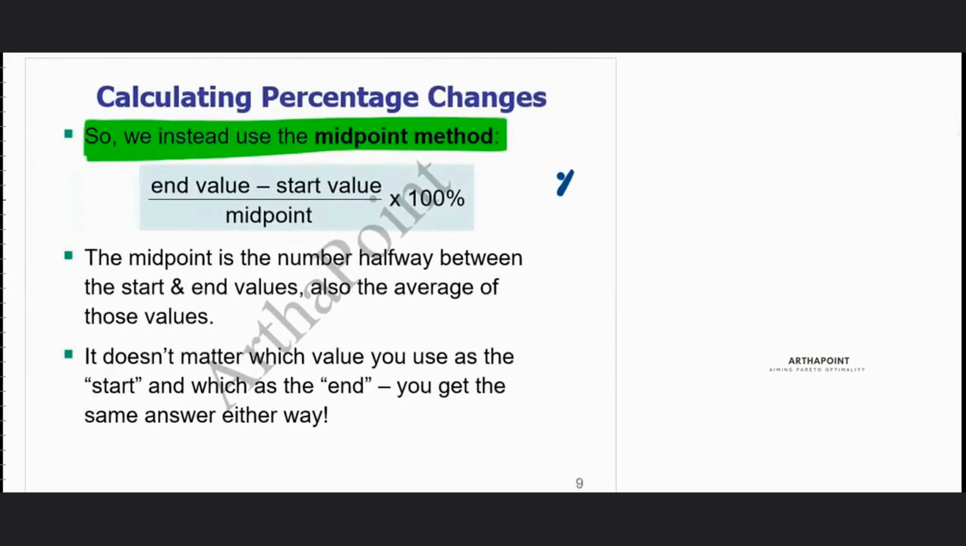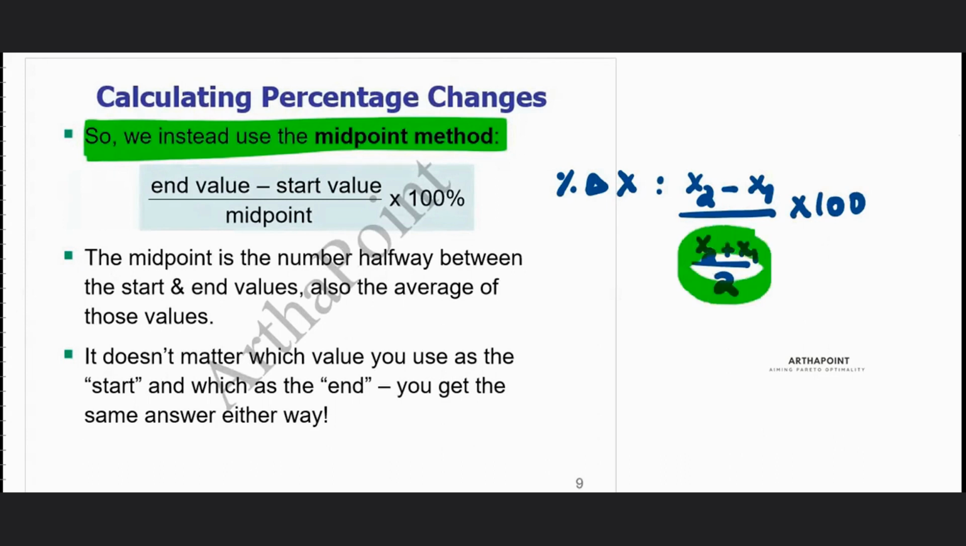To find elasticity, we need percentage change, right? So for any variable x, we find the percentage change by final point minus initial point upon the average of the 2 points, into 100. When we do this, we are basically not considering point A or point B as the base. We are taking the average of those 2 points. So whether you go from A to B or B to A, the answer remains the same.